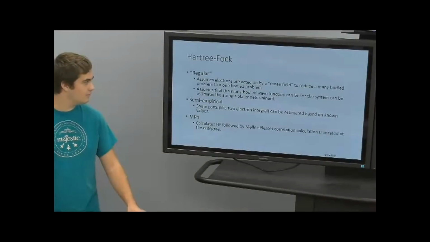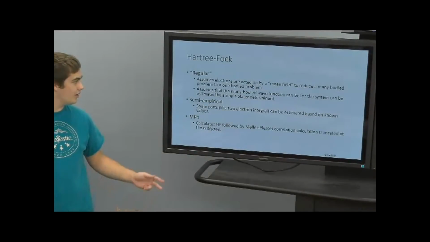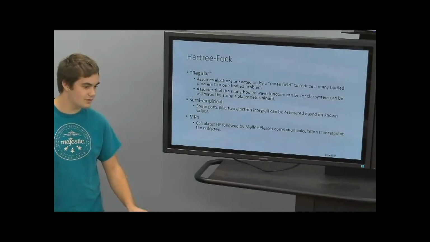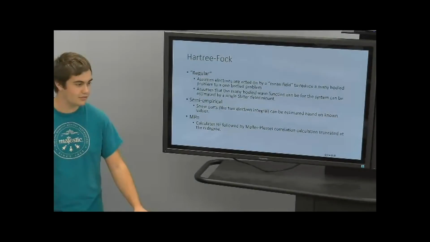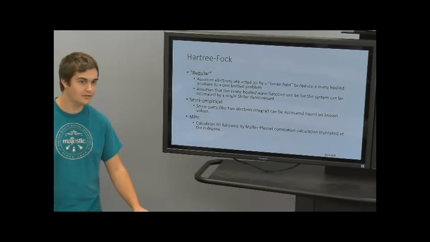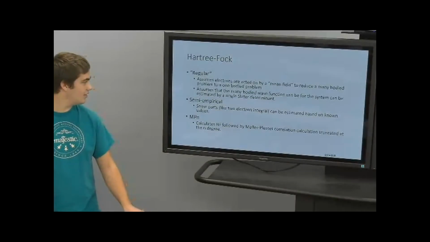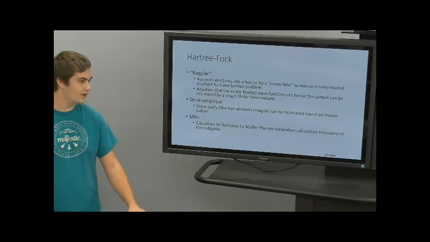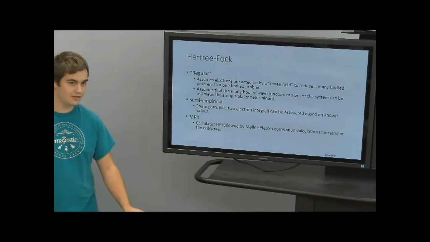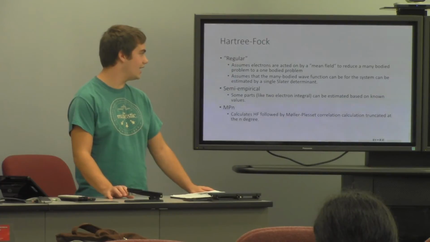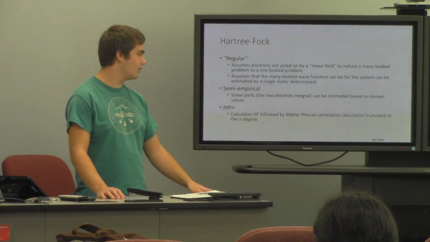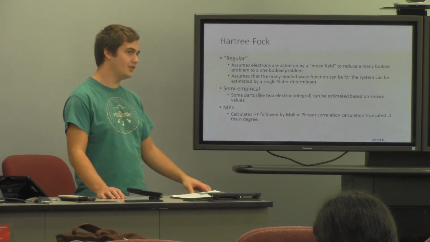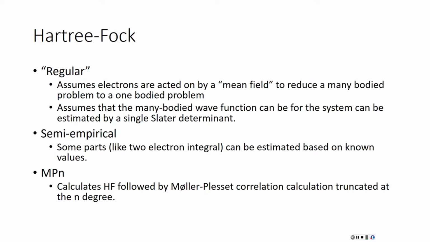And then you can estimate the many-bodied wave function for all of the different parts as just a single Slater determinant. Based off the Hartree-Fock method, there's a couple others, like the semi-empirical method, which is like Hartree-Fock, but it excludes some of the computation parts and will just substitute in experimental data for those. And then the Moller-Plesset, which will run a regular Hartree-Fock calculation and then add in a polynomial at the end. When you're choosing the method, there won't be an n, there will be a number, and that's how many terms in the polynomial there will be.